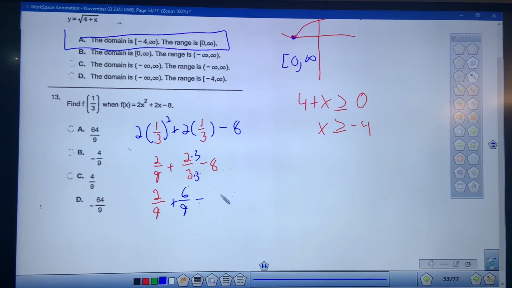Minus 8, so I put a 9 here and a 9 here. So it'd be minus 72 over 9. So that's 8 minus 72 over 9. It's going to be a negative answer. It's probably going to be this one. 8 minus 72 would be negative 64.